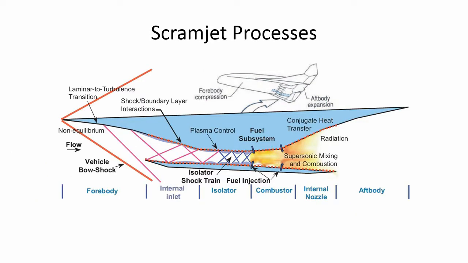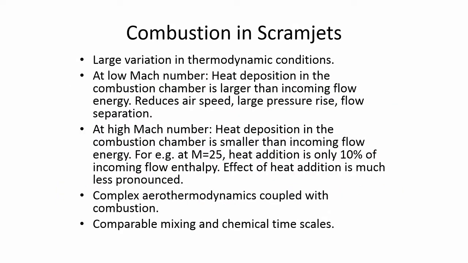So once again, to remind you, these are the scramjet processes which are of interest to us. If we are looking into the isolator and the combustor part, of course we have a shock train, and downstream of the shock train we inject the fuel, and the fuel must mix before it can burn, and before it can burn the fuel must ignite. So mixing, ignition, burning, these are the most important processes inside a scramjet combustor. Okay. As such, combustion in scramjets is challenging because of the large variation in thermodynamic conditions.